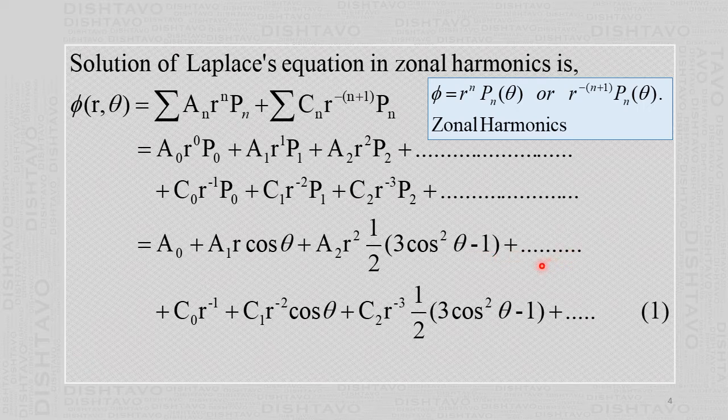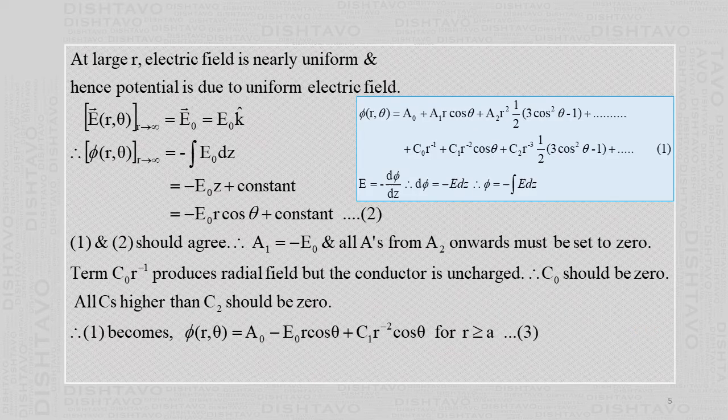Plus now here again we substitute: c naught r raised to minus 1, P naught is 1, then c1 r raised to minus 2, P1 is cos theta, c2 r raised to minus 3, P2 is half of (3 cos square theta minus 1), plus other terms. So let us call this solution of the Laplace equation in the zonal harmonics phi equal to these terms, and we will call it equation 1.